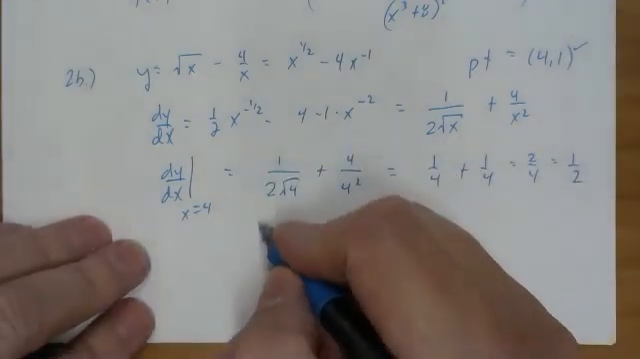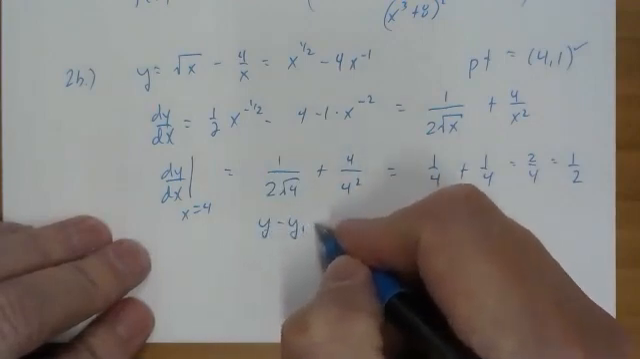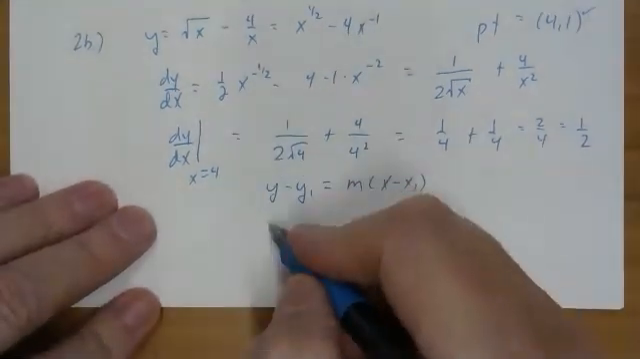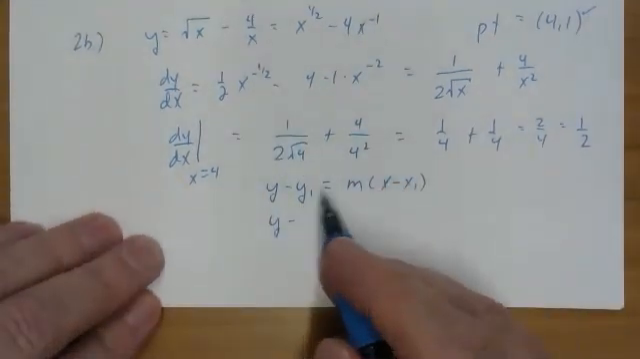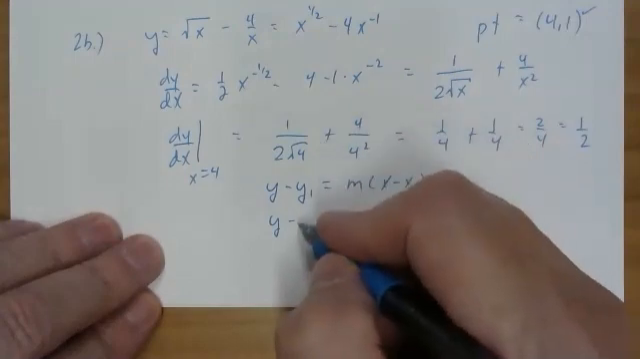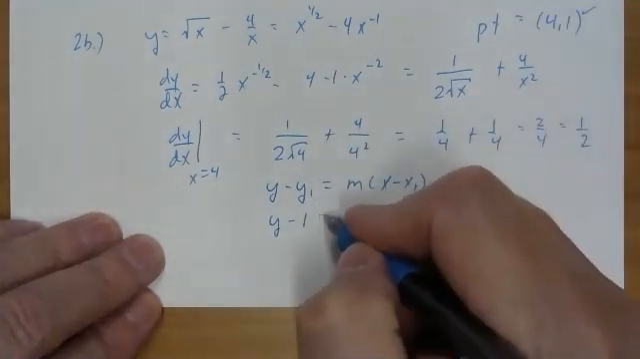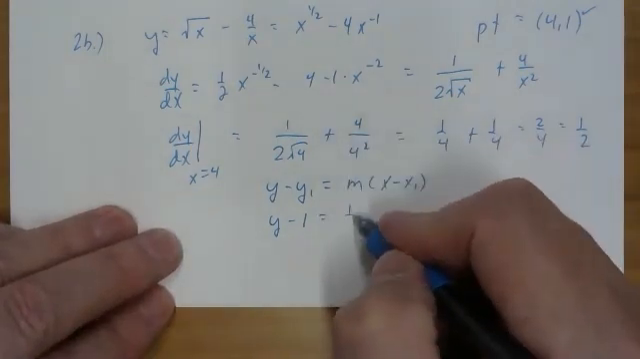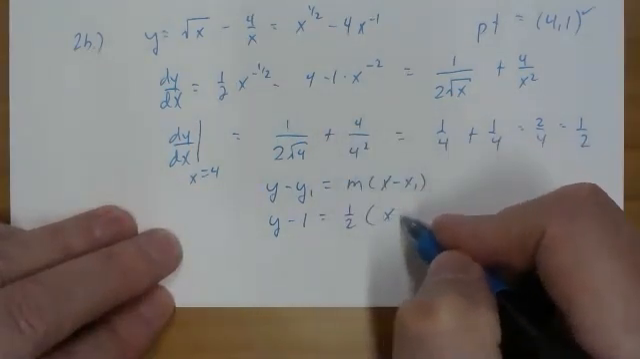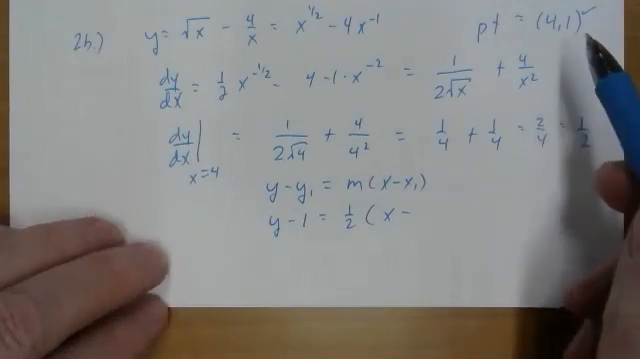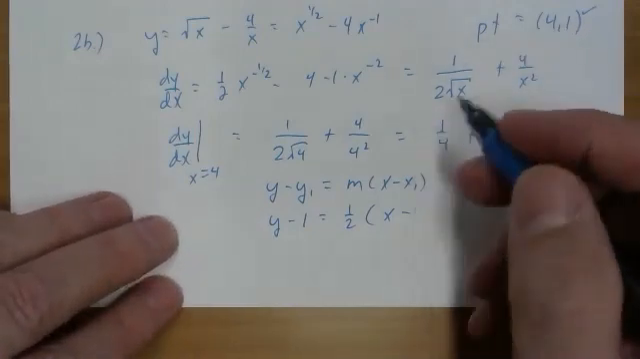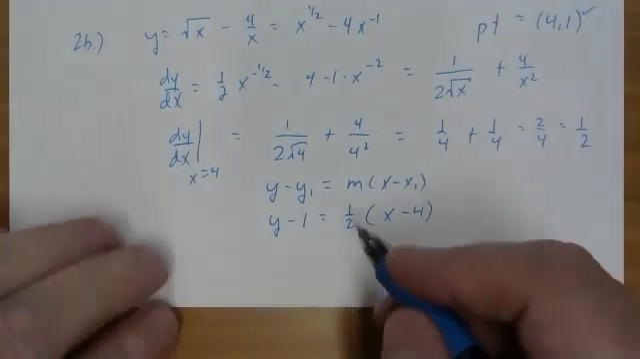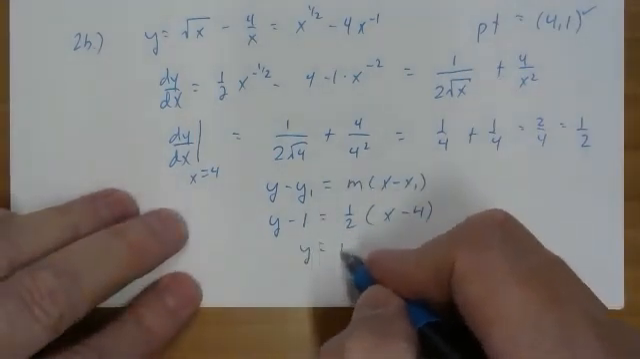So now I've got everything I need. Here's my point slope equation. y minus y of my point, which is 1, equals my slope, which is 1/2. And then x of my point is 4. Multiply out parentheses, add 1 to both sides.